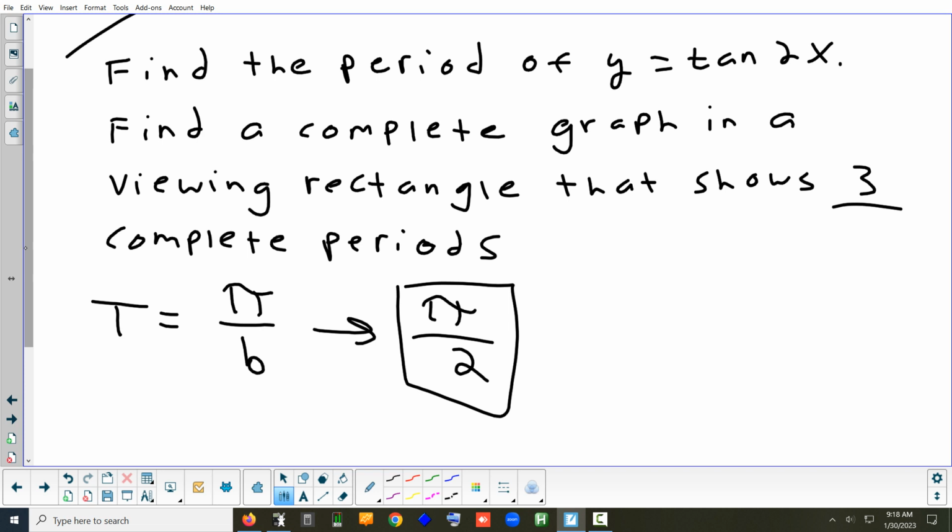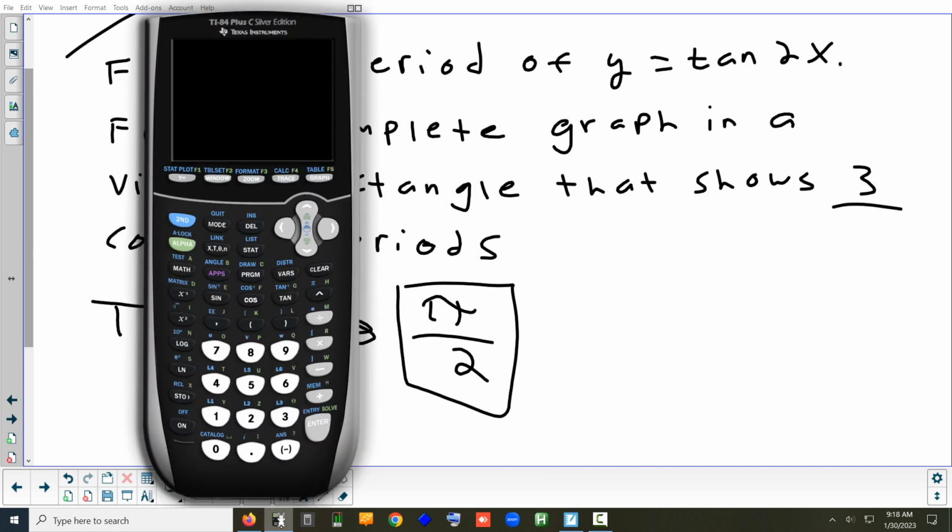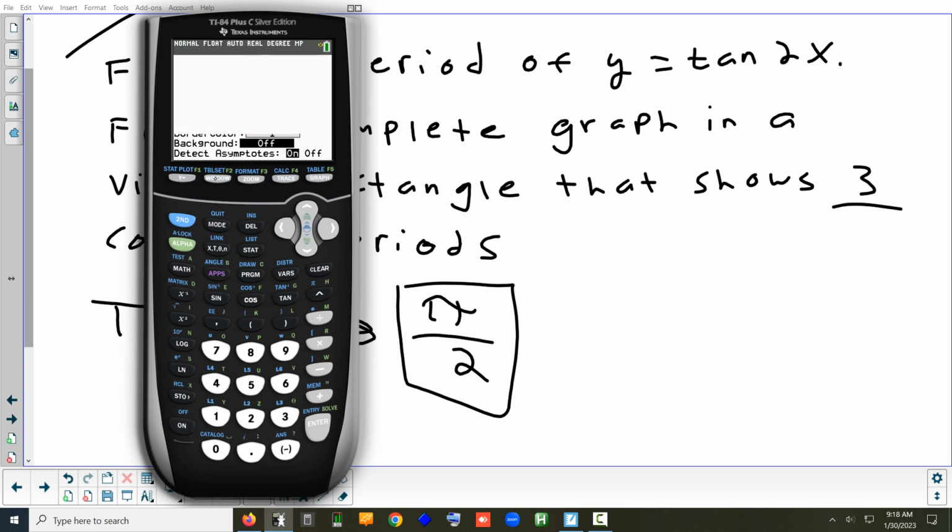Yep, 3 pi over 2. If this is the length of 1 cycle, and they want you to show 3, then you need to triple this length. So to show 3 cycles on the screen, we need to set a window from 0 to 3 pi over 2, because that is 3 cycles.